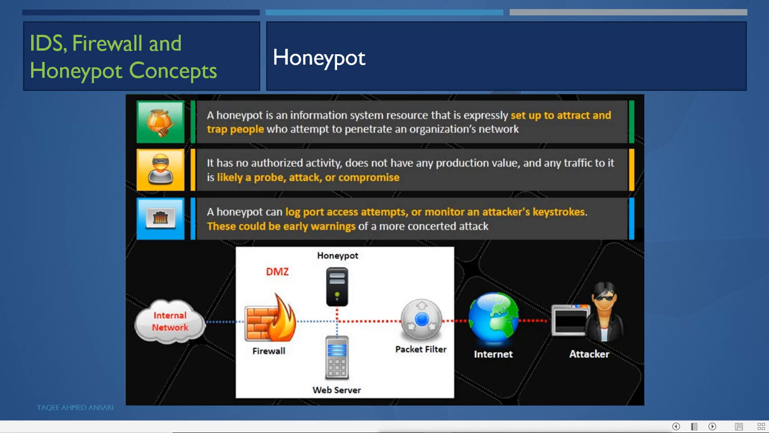It is a network honeypot. What does it do? It is set up to attract and trap people. That means it has no authorized activity. It does not have any production value, and any traffic to it is likely a probe, attack or compromise. The honeypot can log port access attempts or monitor an attacker's keystrokes. This could be an early warning of a more concerted attack. Basically it looks like a very vulnerable system.